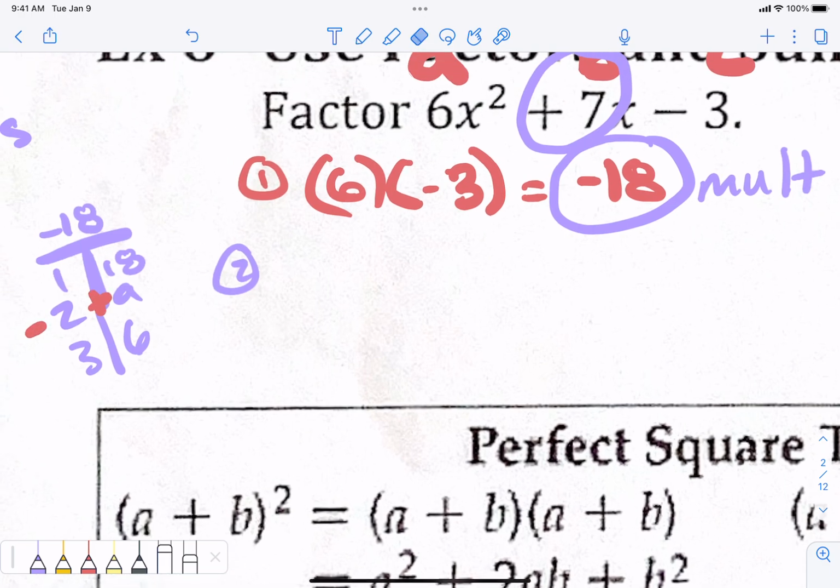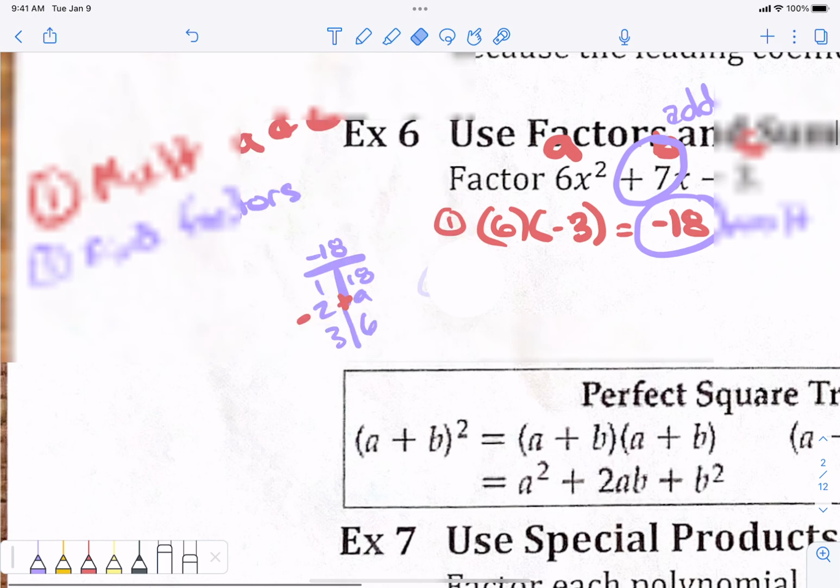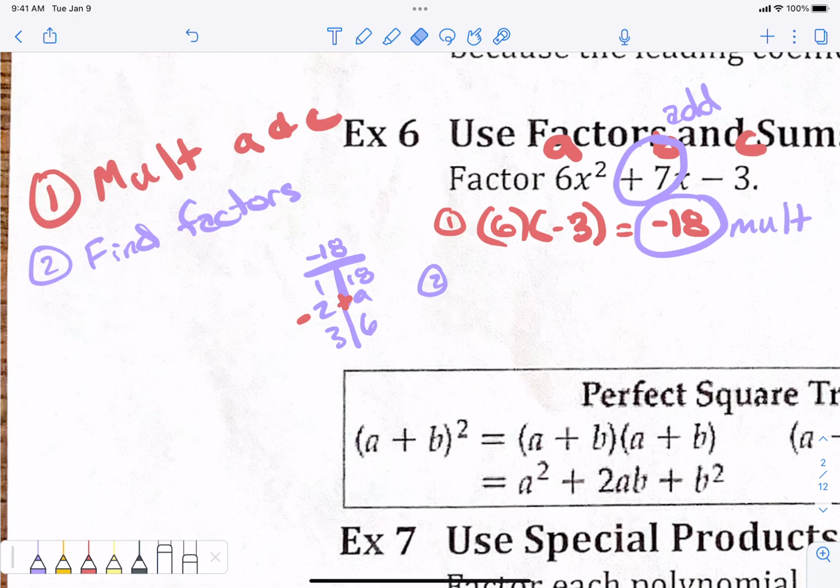Does this make sense? Are we lost yet? Are we doing okay? We're going to do another one right after this. I have 2 examples for complex trinomials, so if it's a little rough, we'll get the hang of it in the next one, okay? So -2, +9. All right, this third step, so we found our factors, our -2, +9. Step 3 is write out 4 pieces.